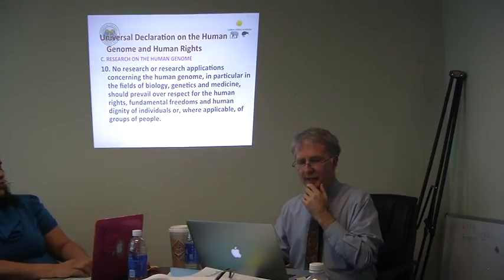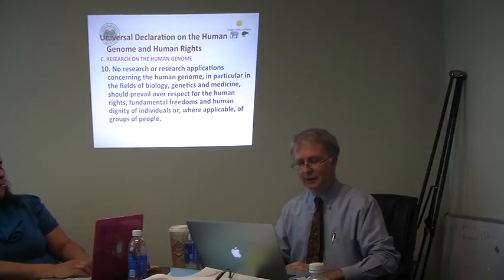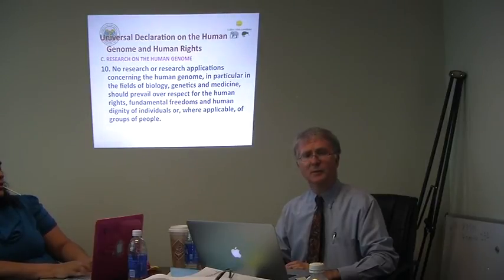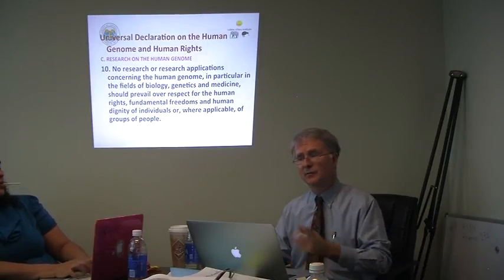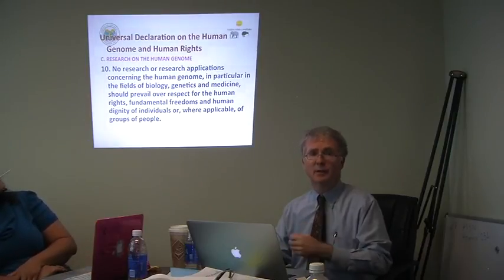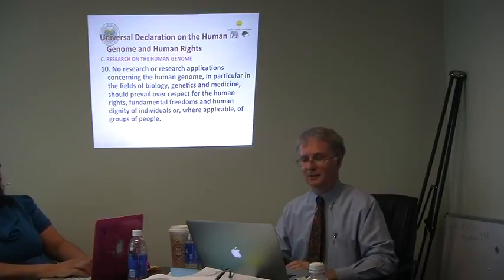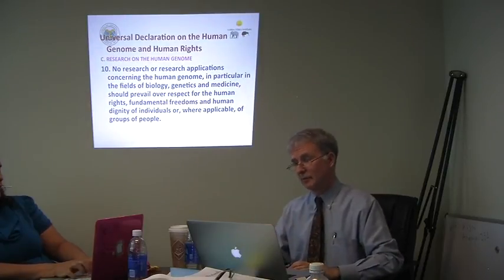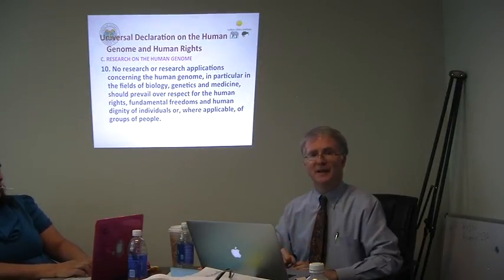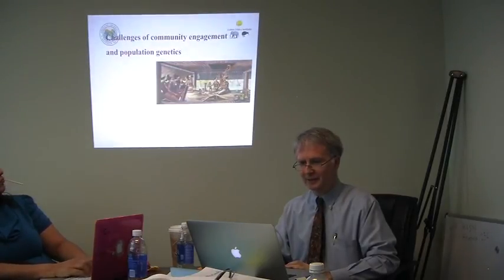Cultural differences in ethics codes are interesting. The Declaration on the Human Genome and Human Rights says no research could prevail over respect for fundamental human rights, fundamental freedoms, human dignity of individuals or, where applicable, groups of people. Now, the groups of people came in there thanks to a report I was a co-chair of for the UNESCO International Bioethics Committee on Ethics and Population Genetics, which was our response to Human Genome Diversity Project proposals to do genetic sampling on tribes around the world. So you need to include human dignity of groups of people. How do you do this? Well, there are some mechanisms, but that's an interesting challenge.